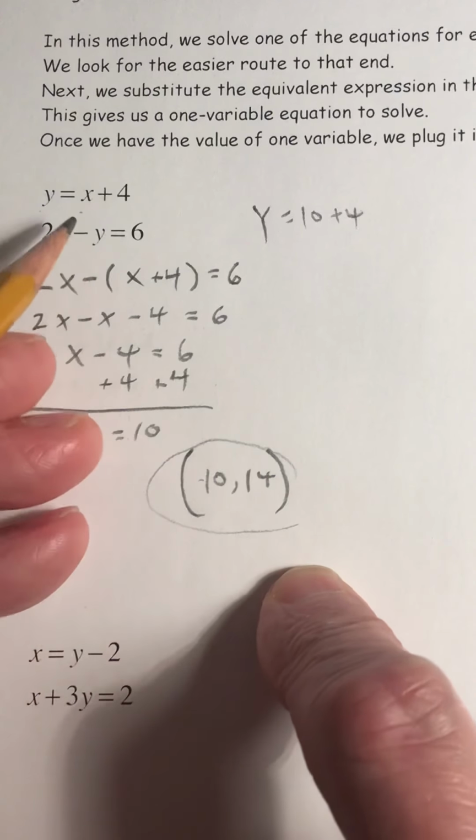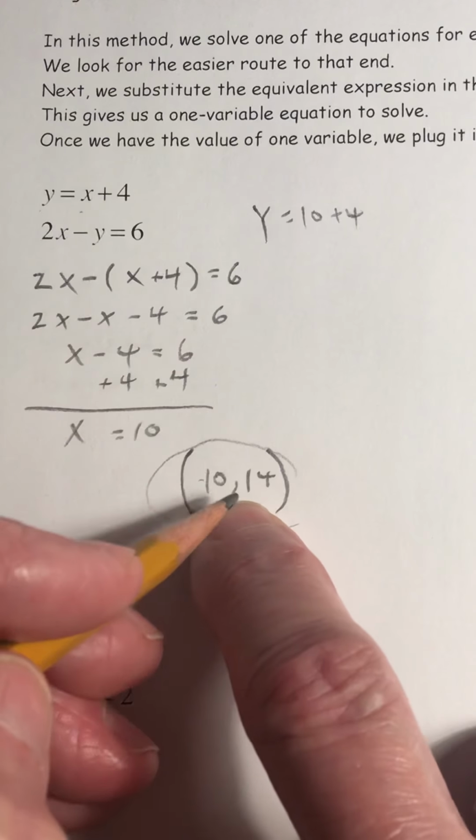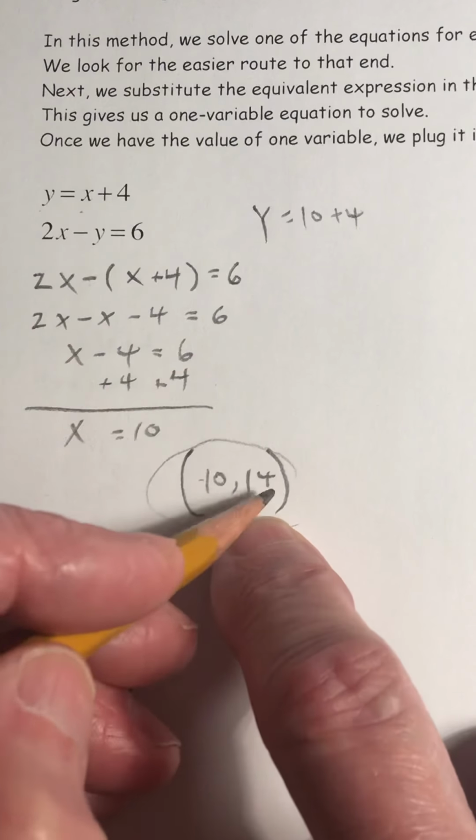If I want to make sure this is correct, it should be that when I use these numbers in both equations, I get two true statements. In the first equation, if I write 14 for y, does that equal 10 plus 4 using the 10 for x? And of course, 14 does equal 10 plus 4.